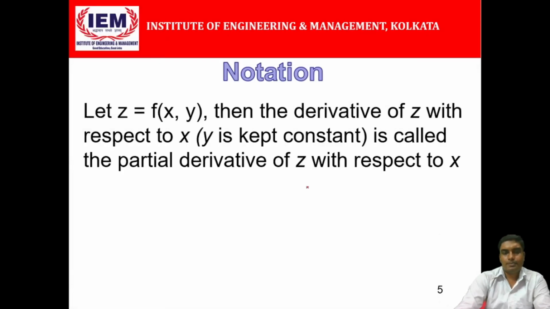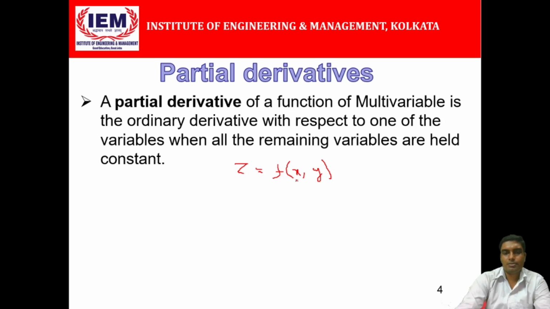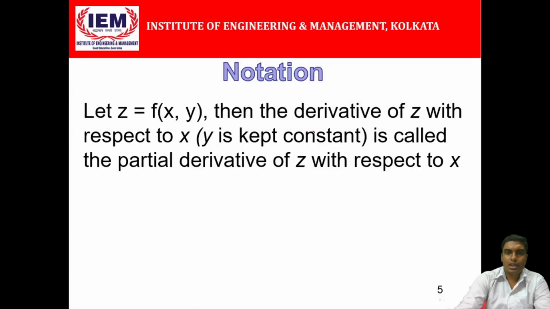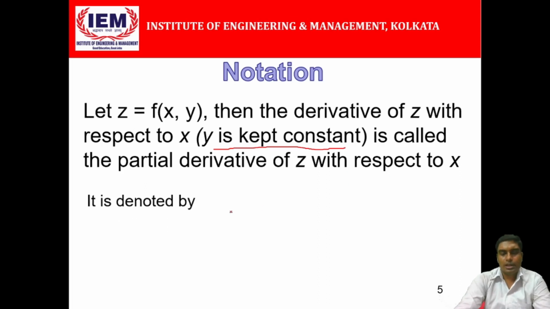Now, what is the notation? When we are differentiating this function with respect to x, the other independent variable y should be treated as constant, and it will be called the partial derivative of z with respect to x. Right, we are keeping y constant and differentiating this function with respect to x, then it will be the partial derivative of z with respect to x. And how do we denote the partial derivative of z with respect to x? It can be denoted in this way: del z by del x.